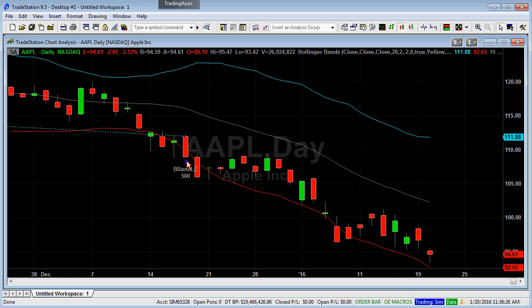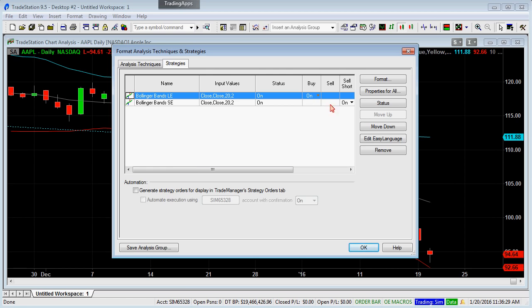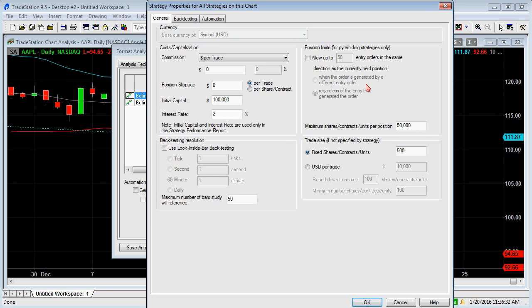I go back again to properties. So I double click on the signal, properties for all. And you can say enable pyramiding and allow up to 3 entry orders in the same direction as the currently held position. So if the criteria is met once, it gives you 500 shares. But if it happens again, it gives you another 500 shares. So now you have 1,000. And if it happens a third time, it gives you another 500, so you have 1,500 shares.